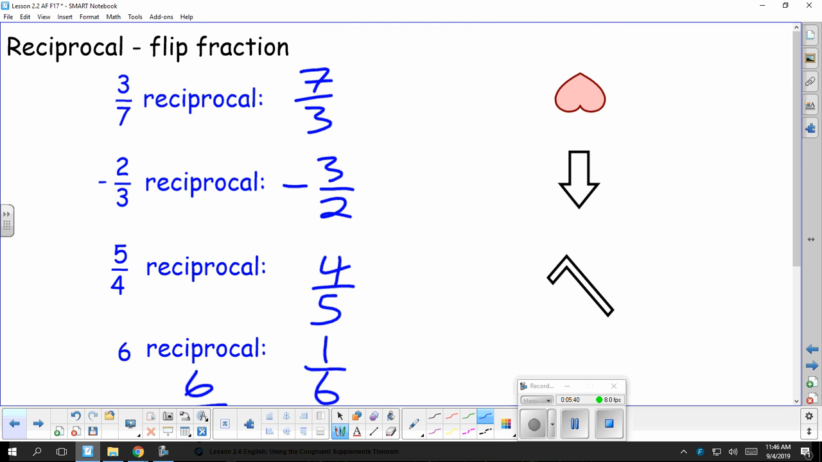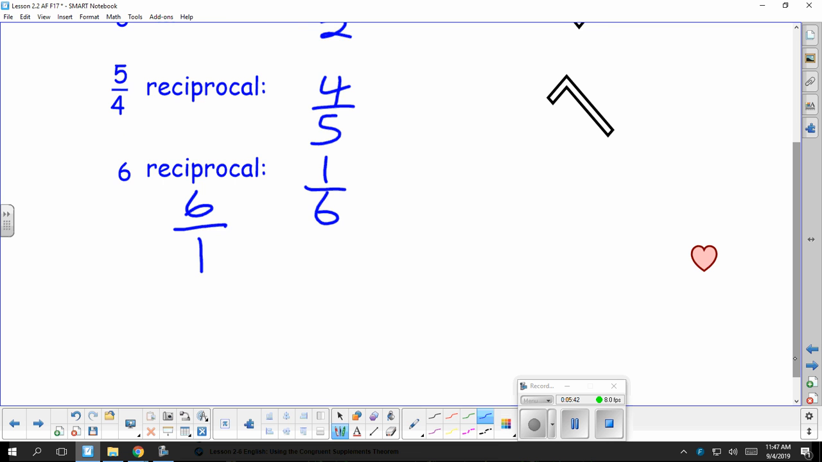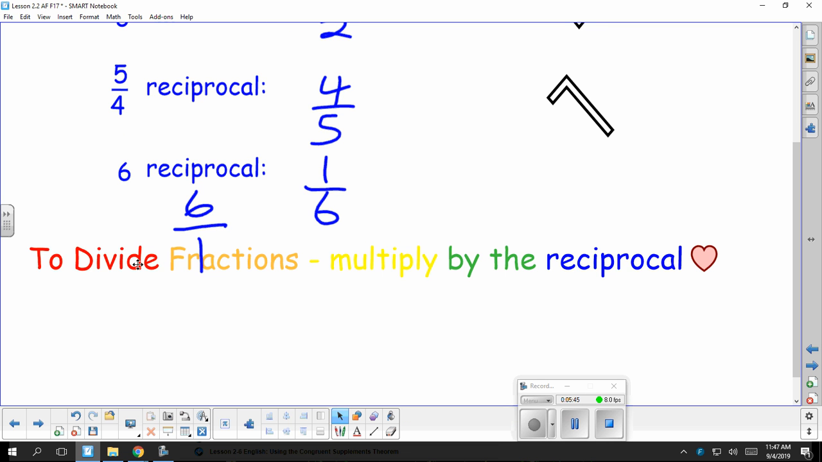The key to dividing fractions. Write this on the bottom of that page. To divide fractions, we multiply by the reciprocal. So whatever the first fraction is, we leave alone. The second one we're going to flip over and change it to multiply. So the key to dividing fractions: multiply by the reciprocal.